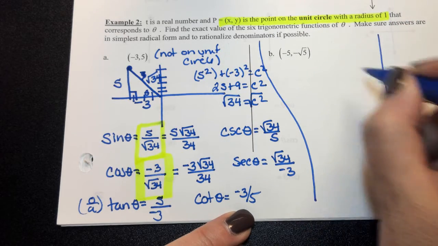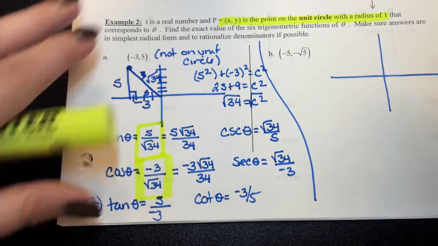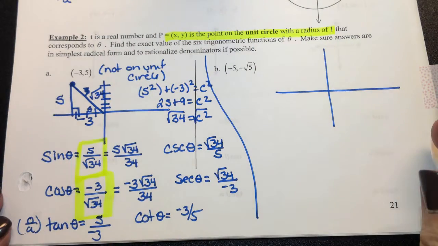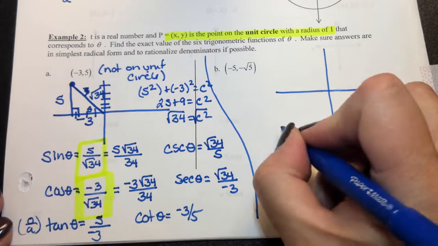-5, negative square root of 5. What quadrant am I going to sketch my triangle? Where is that point? Yep, so it's right down here.